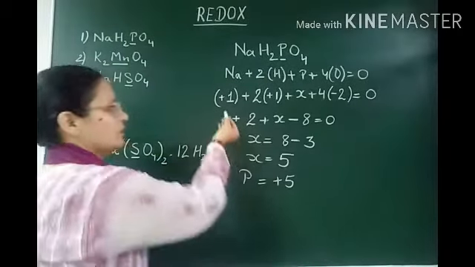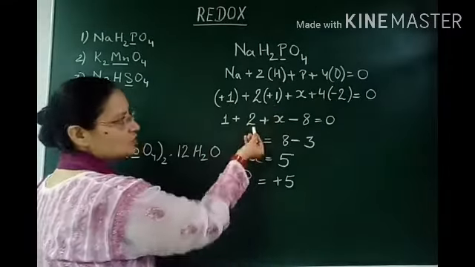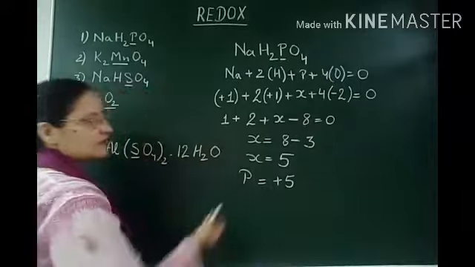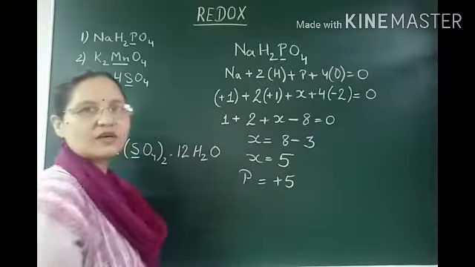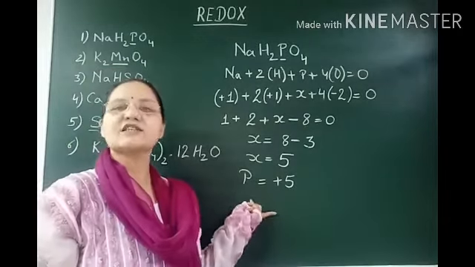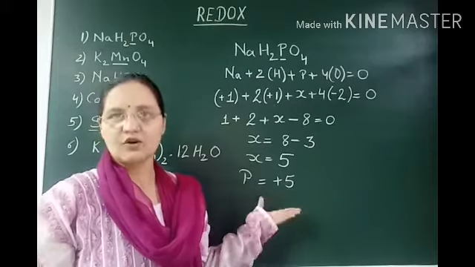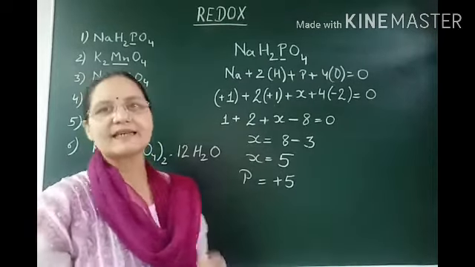Now mathematically, if I solve, 1 plus 2 (1 into 2) plus X and 4 into 2 is 8. When I solve, I get X is equal to 5. So here we can say that the oxidation number for phosphorus is +5. I hope you are able to understand this. Now let us start the next example.